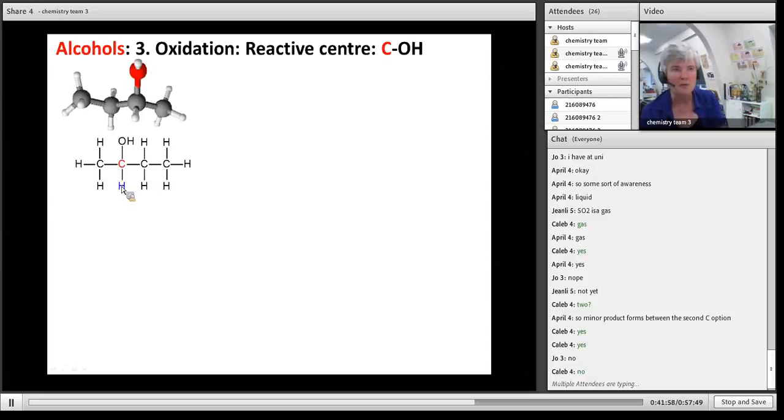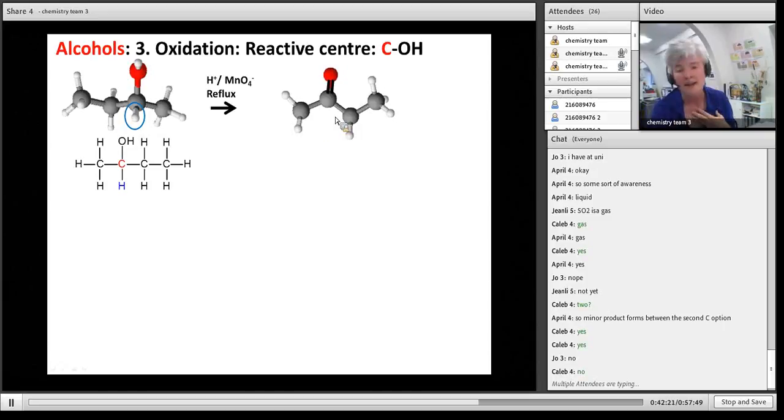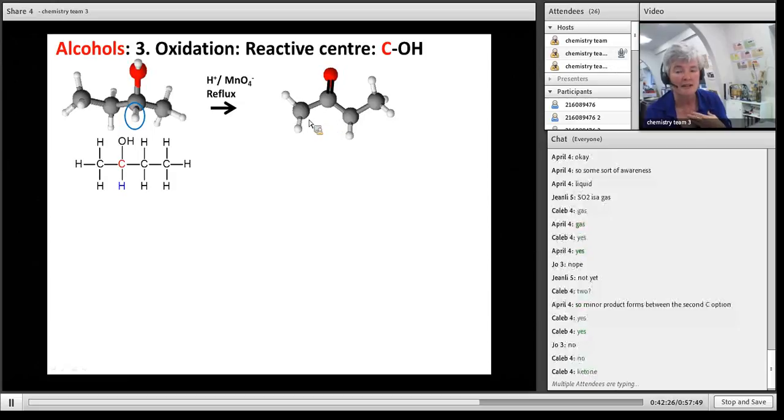So remember what I said, a good way, only for organic chemistry, of remembering what oxidation is: adding oxygen or removing hydrogen. In this case, it's this hydrogen that's being removed. So if you don't have a hydrogen there to remove, it's not going to work. Okay, so if I treat it with permanganate under reflux, it's going to form a, now let's check, do you know this functional group? Ketone, well done. Okay, so it's going to form a ketone. So secondary alcohols form ketones.